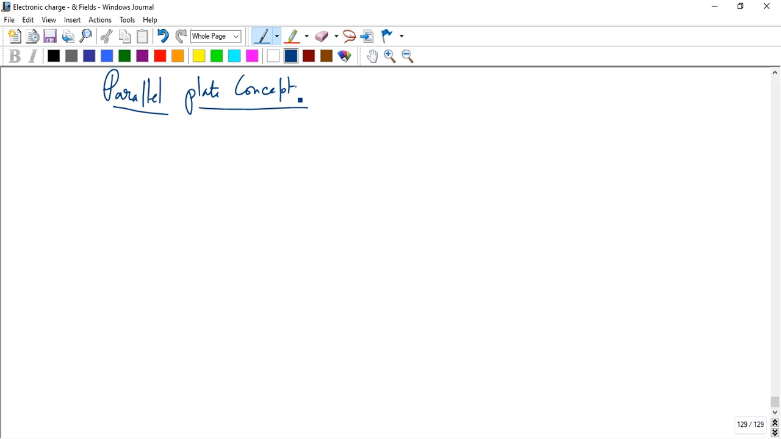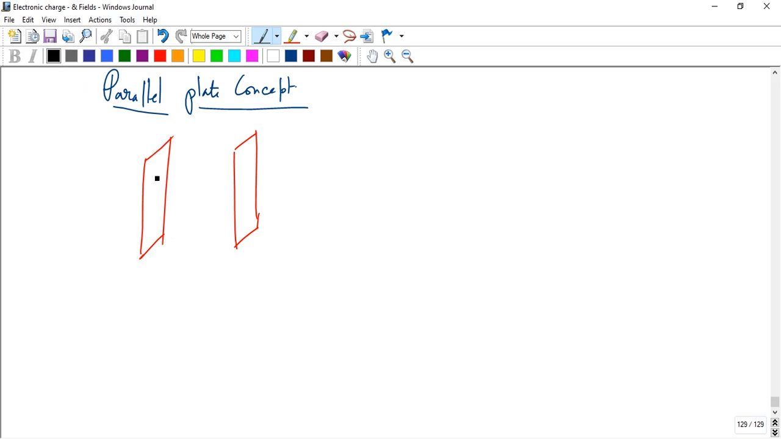What is the parallel plate concept? Suppose these are the two plates, and each plate is at the same potential throughout. That's why these are called equipotential surfaces. Here that's also an equipotential surface. So there are two equipotential surfaces, and each one is called a plate.